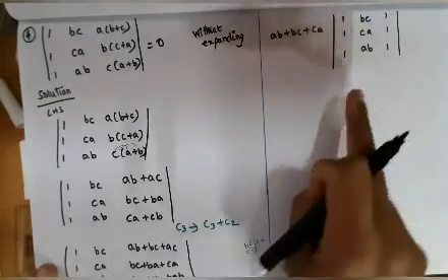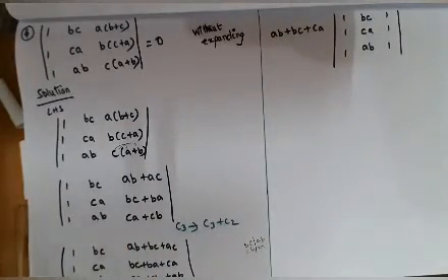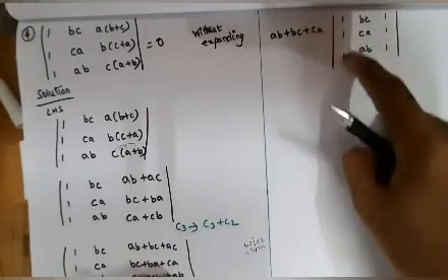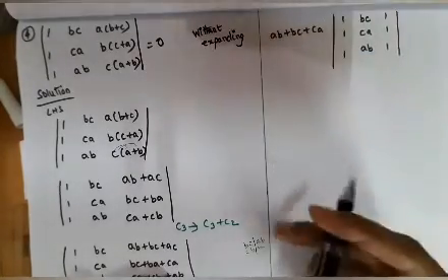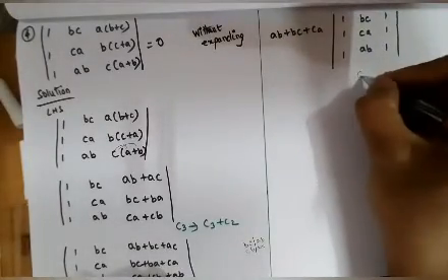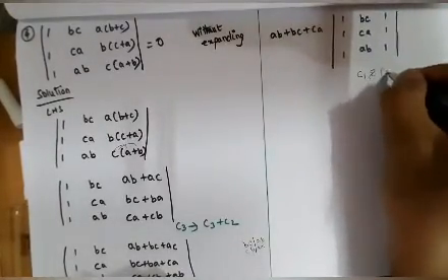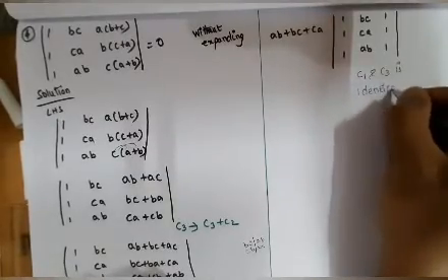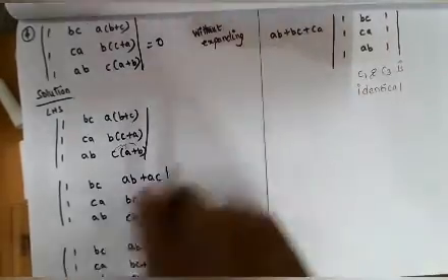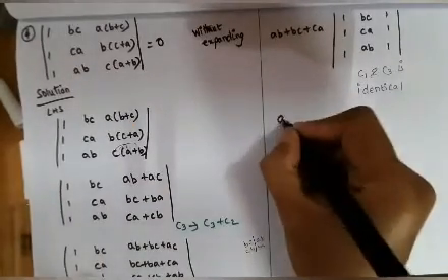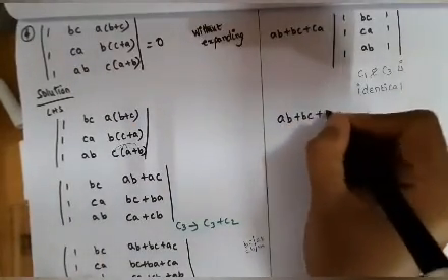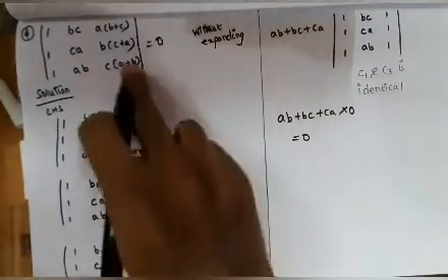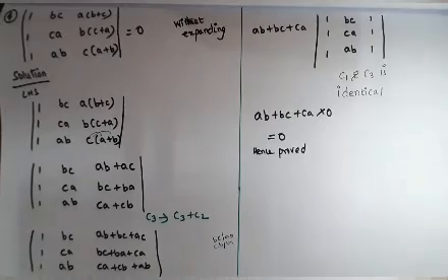So got it. Now see here, two columns are identical. Column 1 and column 3 are identical, which means the given determinant is 0. So AB plus BC plus CA into the determinant, which is 0. So I proved it. Today we did properties of determinants.